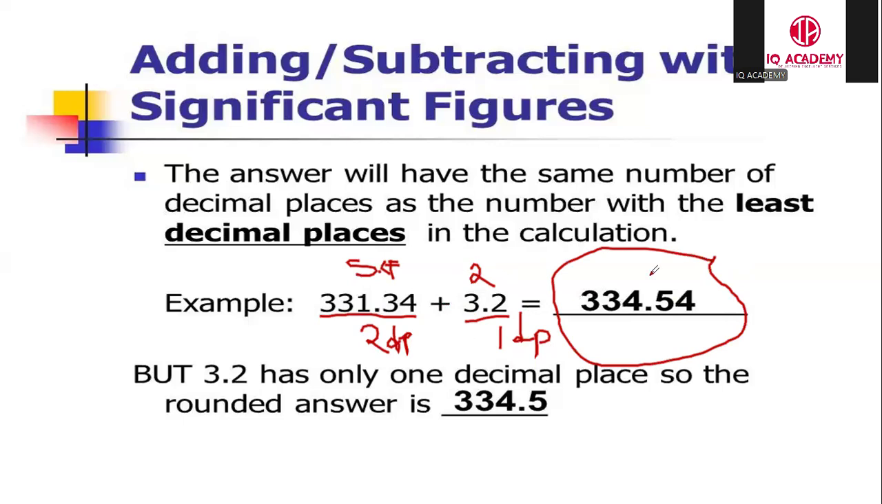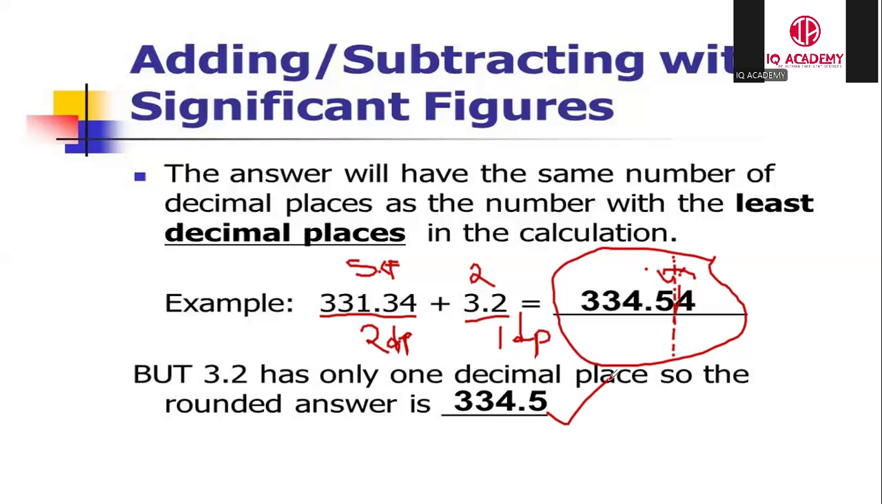So it means you have to round it off from here. You round it off at here. So you look at this 4. This 4 is less than 5, right? It means the preceding number here will just remain the same. So you represent your final answer as just 334.5. So you remove the 4. So make sure that when you are adding or subtracting, the answer that you get should have the least number of decimal places. I hope that is clear.